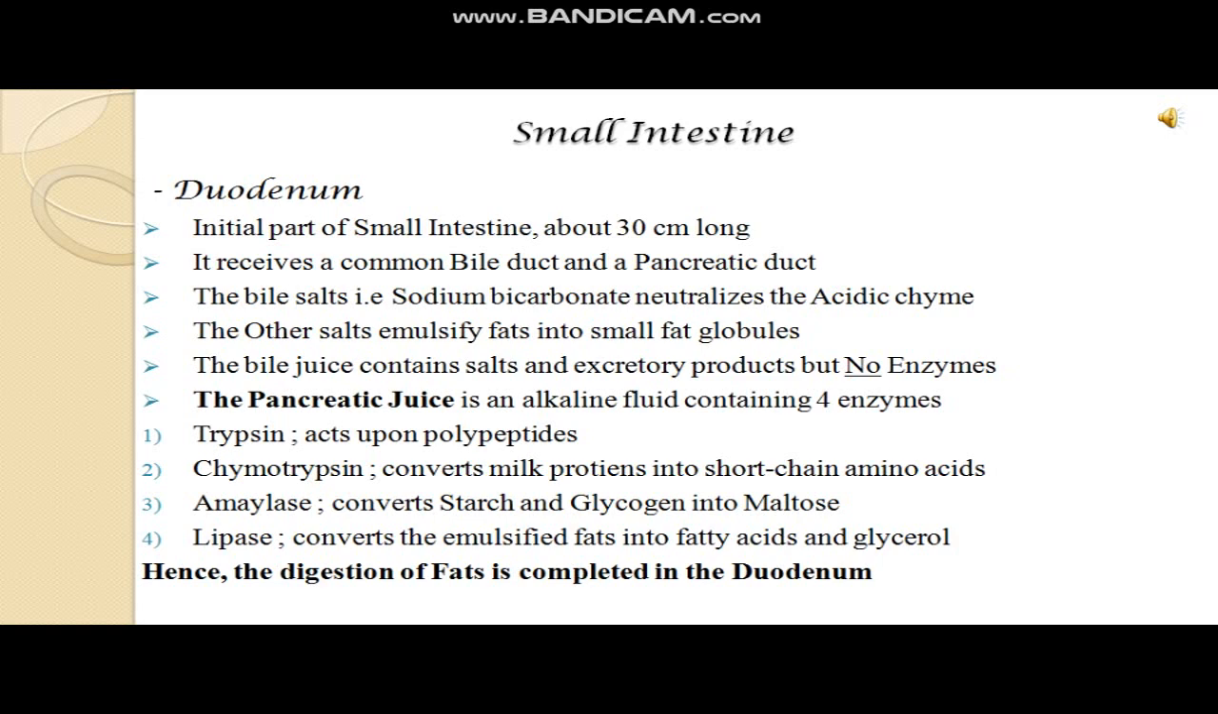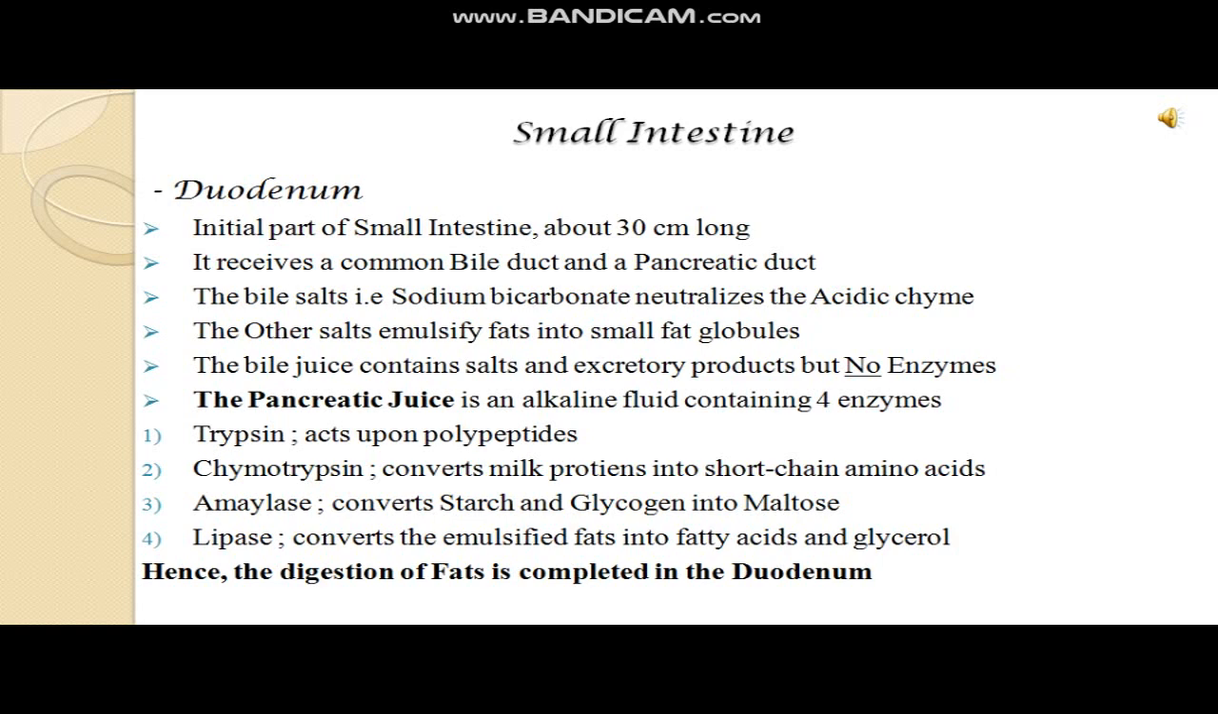The bile juice, however, contains no enzymes. It is the pancreatic juice that contains 4 enzymes. Number 1, trypsin, that acts upon polypeptides. Number 2, chymotrypsin, that acts upon milk proteins. Number 3, amylase, that acts upon starch and glycogen and converts them into maltose.